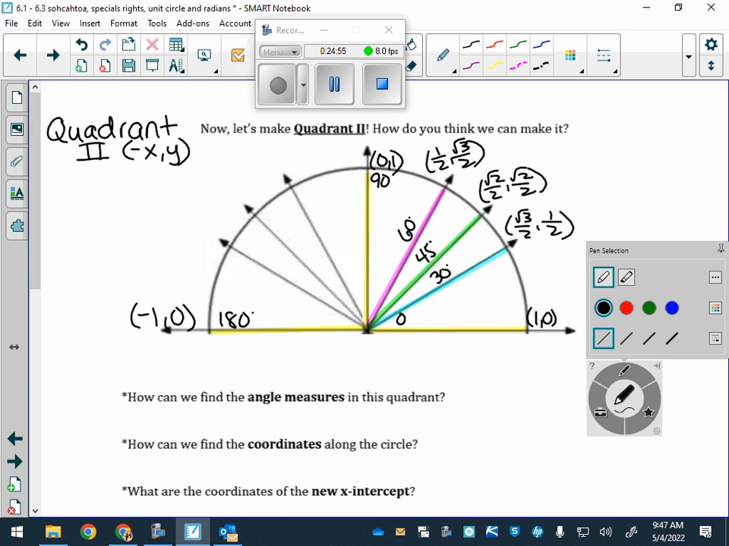They're similar angles on either side. So this one here would be the same as 30. However, your point would be negative root 3 over 2 and 1/2. Okay, then we have our green. Okay, so we have negative root 3 over 2.